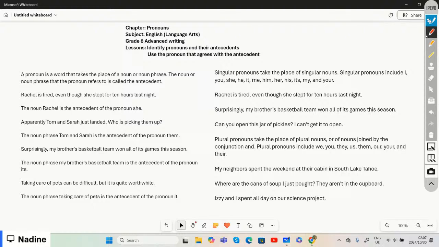So once again, a pronoun is a word that takes the place of a noun, or it takes the place of a noun phrase, and the noun or the noun phrase that the pronoun refers to, we call that the antecedent.